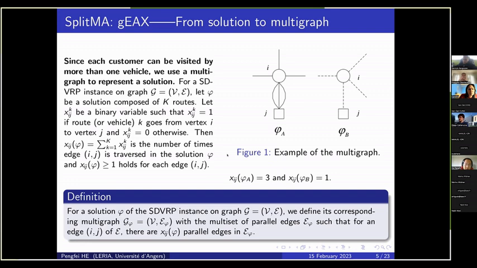So let's introduce it. First of all, we need to use the multigraph to define each SDVRP solution. Since each customer can be served by more than one vehicle, there may be parallel edges between two vertices in the SDVRP solution. Look at figure 1, solution A. There are three edges between vertex i and vertex j. For each SDVRP solution, we must use the multigraph to denote it.